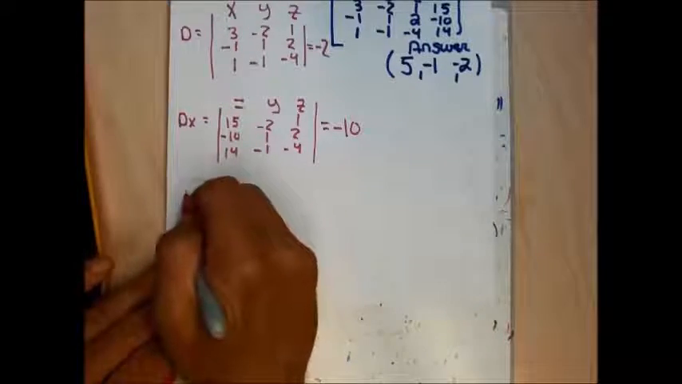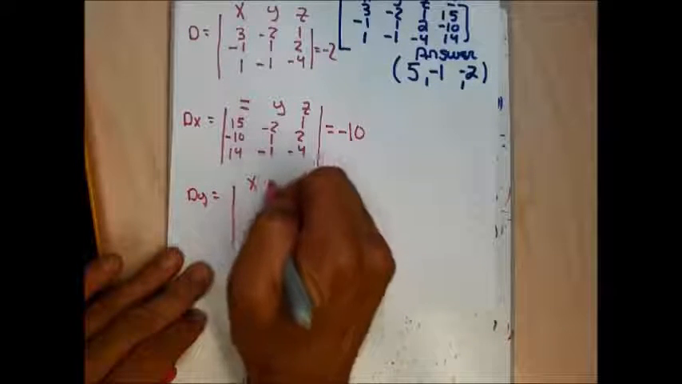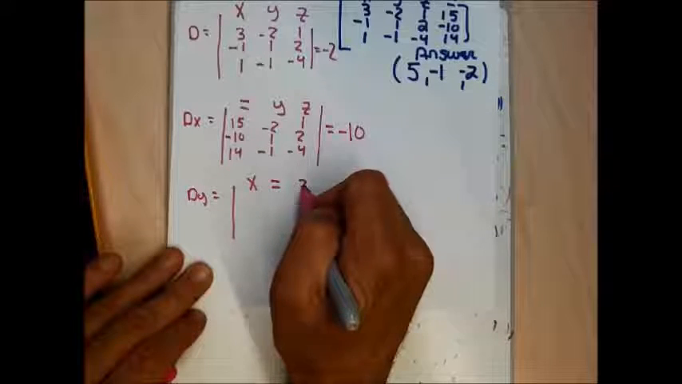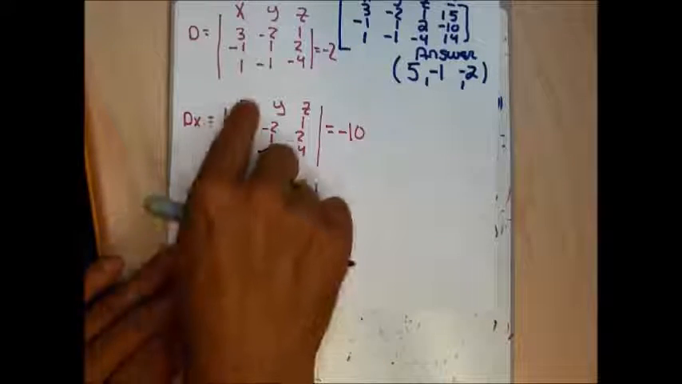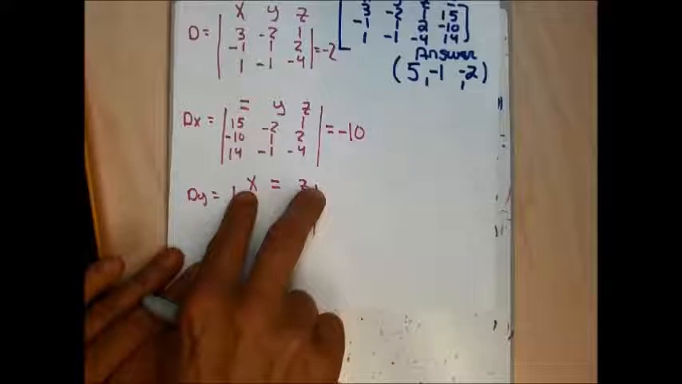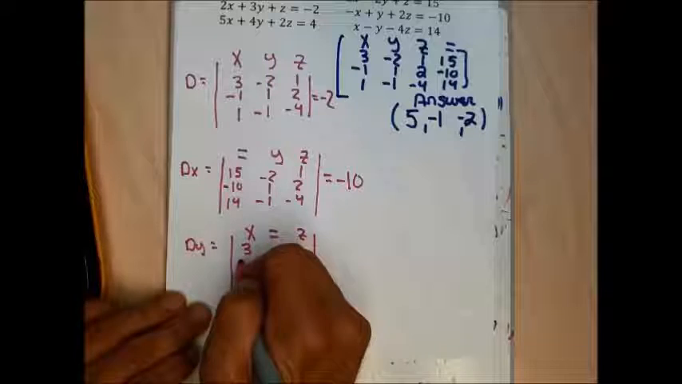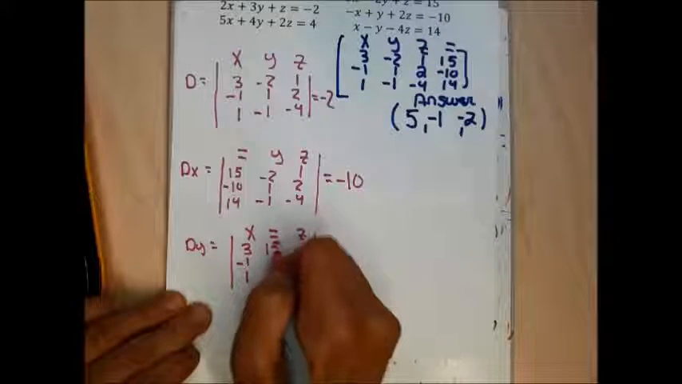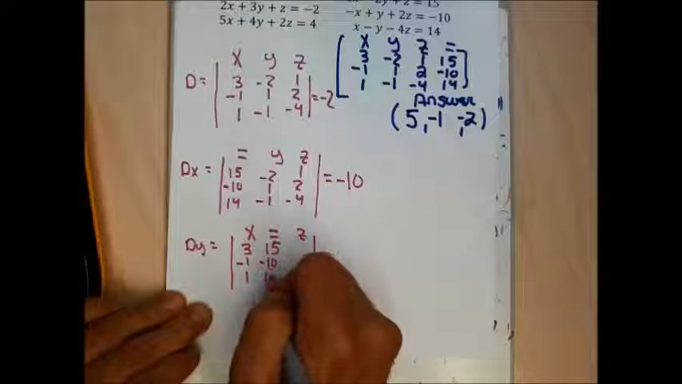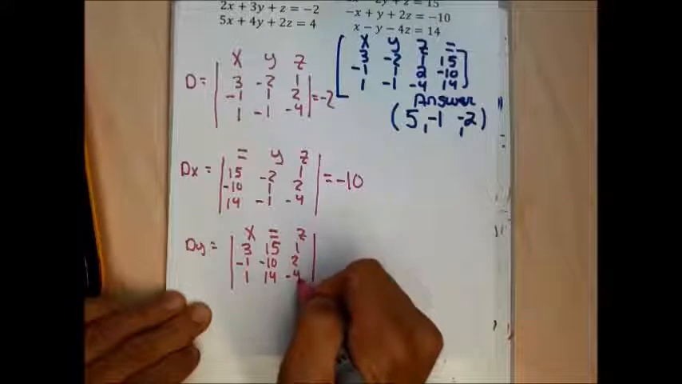Moving down to D sub y. D sub y, the y column changes to the equal column. So I get the x column, the equal column, and the z column. For each of the subscripted letters, that letter's column changes to the equal column and the other columns stay the same. So the x column is going to be 3, negative 1, and 1. The equal column is 15, negative 10, and 14. The z column is 1, 2, and negative 4.